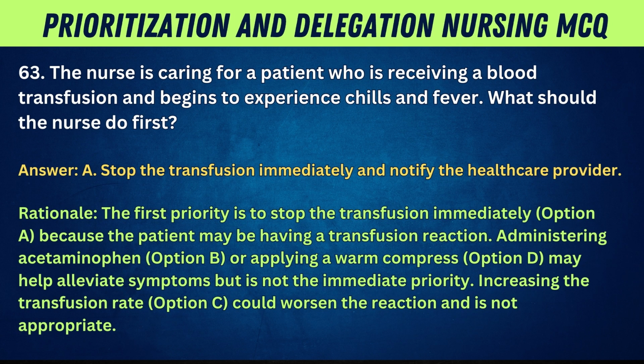Answer: A. Stop the transfusion immediately and notify the healthcare provider. Rationale: The first priority is to stop the transfusion immediately, Option A, because the patient may be having a transfusion reaction. Administering acetaminophen, Option B, or applying a warm compress, Option D, may help alleviate symptoms but is not the immediate priority. Increasing the transfusion rate, Option C, could worsen the reaction and is not appropriate.